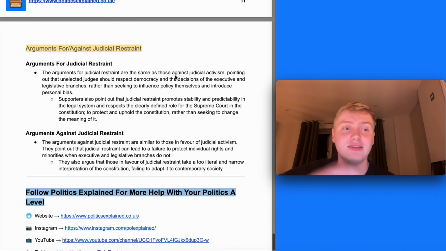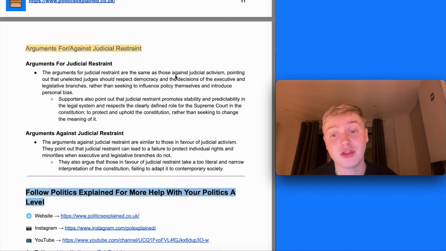The final thing we're going to have a look at is some arguments for and against judicial restraint. The arguments for judicial restraint are the same as those against judicial activism, pointing out that unelected judges should respect democracy and the decisions of the executive and legislative branches, rather than seeking to influence policy themselves and introduce personal bias. Supporters also point out that judicial restraint promotes stability and predictability in the legal system and respects the clearly defined role of the Supreme Court in the Constitution to protect and uphold the Constitution rather than seeking to change the meaning of it.